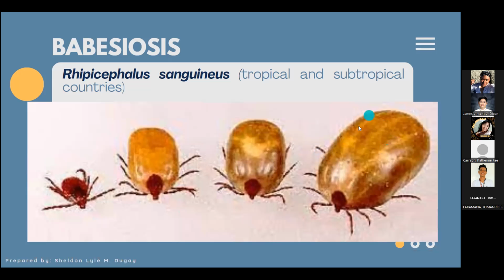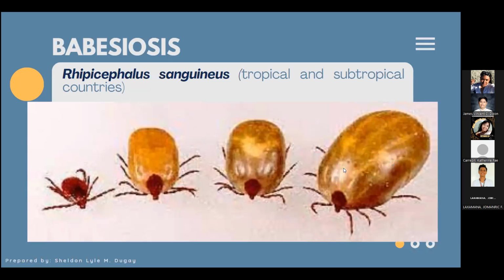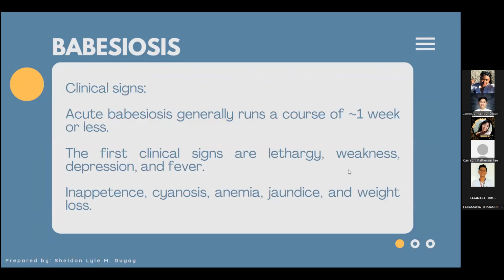So itong mga Rhipicephalus sanguineus, ito yung mga nagdadala ng Babesia species. Sila yung nagtatransmit ng Babesia dun sa mga dogs. Then clinical signs, acute babesiosis generally runs a course of 1 week or less. The first clinical signs are lethargy, weakness, depression, and fever. Inappetence, cyanosis, anemia, jaundice, and weight loss.